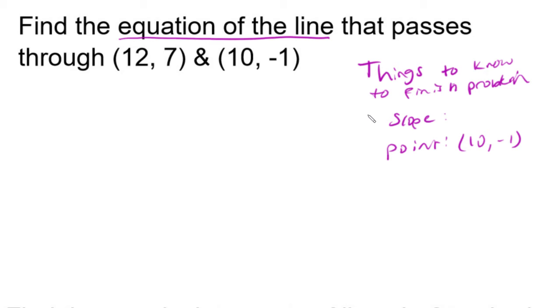You can find the slope by using the slope formula, just like we did towards the beginning of this lesson. When you have two ordered pairs with an x and a y and an x and a y, it's the difference in the y's over the difference in the x's. So you're going to have negative 8 over negative 2, which is 4.